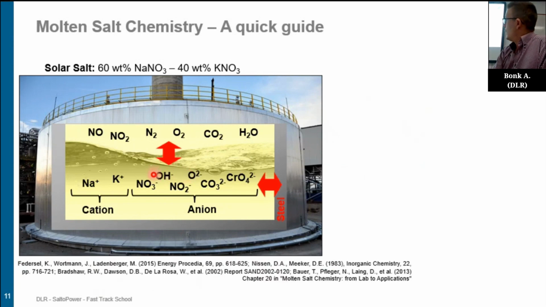Okay. If you look into this salt mixture, you start off with a nitrate salt. Nitrate meaning this is the NO3 anion, and you see that this is part of the anions that you can find in the salt.